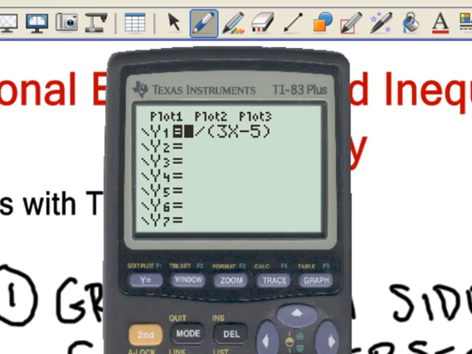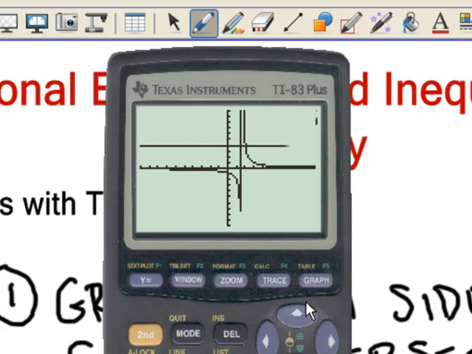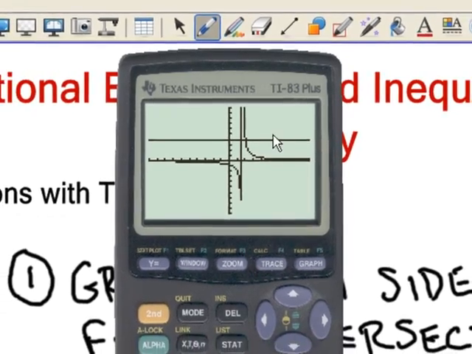So I've graphed the first function, or I've graphed the left-hand side. I can also graph the right-hand side. The right-hand side is just equal to 4. And there we see my original function, the left-hand side, and then the right-hand side with that line at y equals 4.